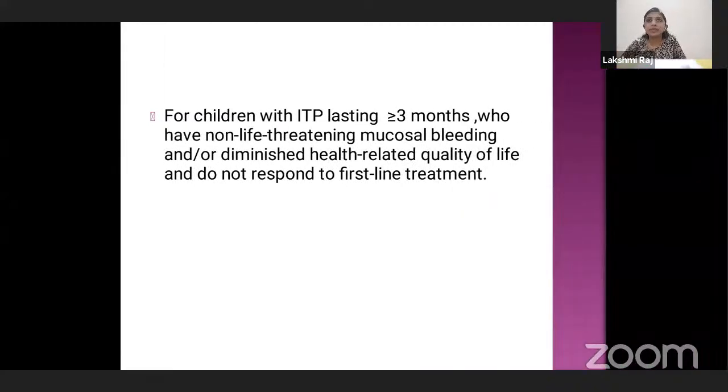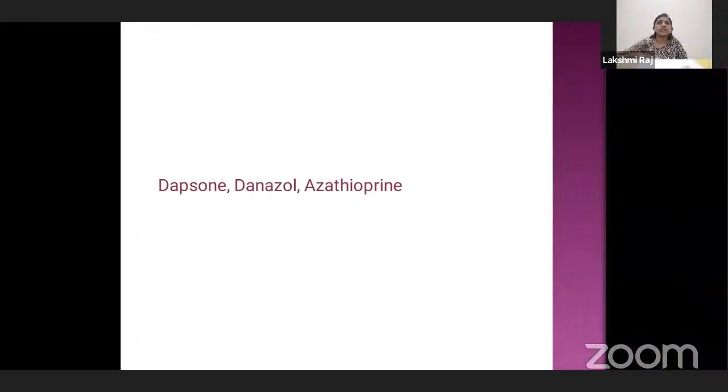Second line drugs are for children who have persistent ITP, lasting 3 months or more, and who are not responding to the first line therapy. If there is a significant bleed, like mucosal bleeding, and it is affecting the quality of life of the child, who is not able to play as usual because of the fear of bleeding, the child hitting the head and having an intracranial bleed, and all this is affecting day-to-day activities, then we may have to go for second line therapy. It includes Dapsone, Danazol, and Azathioprine.